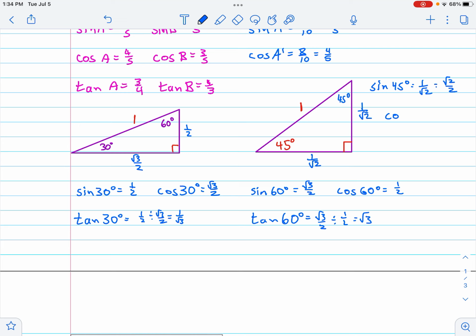The cosine of 45 degrees is the square root of 2 over 2. And the tangent of 45 degrees, well, let's see what that is. That's opposite over adjacent. Well, that's 1. So dig that. The tangent of 45 degrees is always 1. Cosine of 45 degrees, always 1 over the square root of 2. Sine of 45 degrees, always 1 over the square root of 2. And it doesn't matter what the hypotenuse is. These are constants. These are always true.